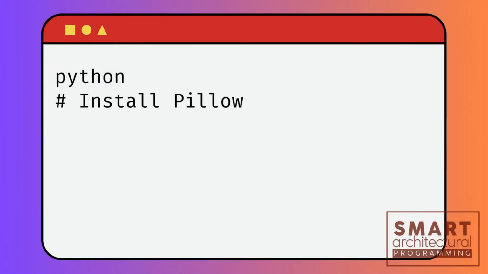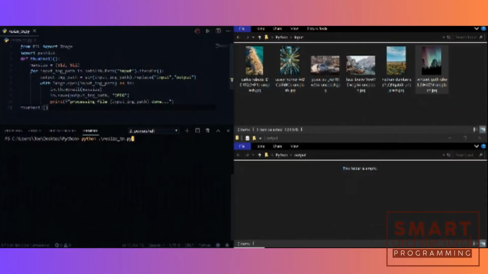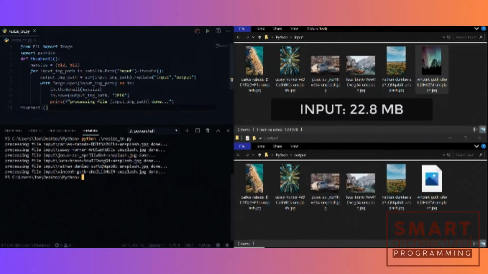Let's dive in. First, make sure you have Python installed. Then, install the Pillow library, a modern fork of PIL, Python Imaging Library. Just run pip install pillow in your terminal.